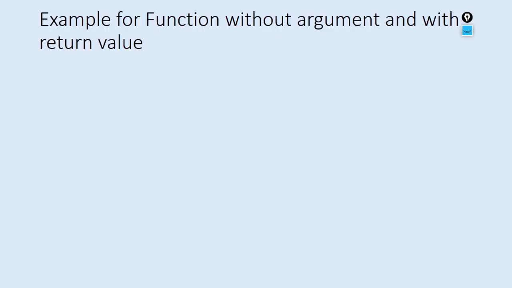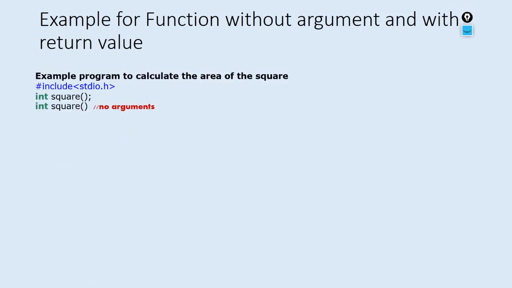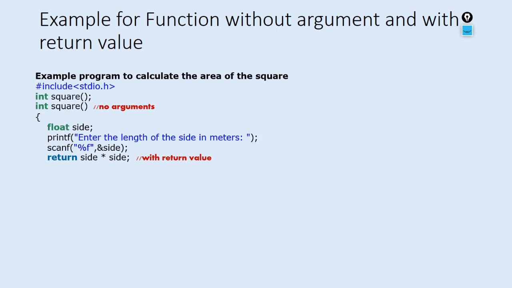Next is an example for a function without argument and with return value, to calculate the area of a square. Here int square semicolon is nothing but the declaration of the function. Int square and open bracket is the definition of the function, and here no arguments are given, but we have a return value. It is taking the length and then returning side into side. So side squared is nothing but the area of a square formula, with a return value. So this definition is closed here.